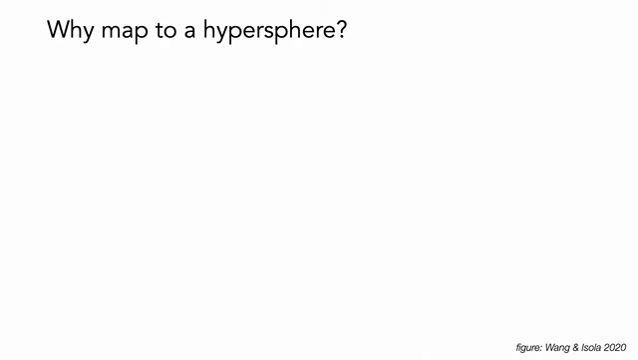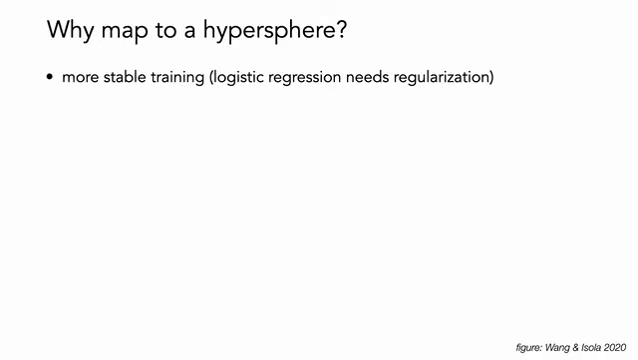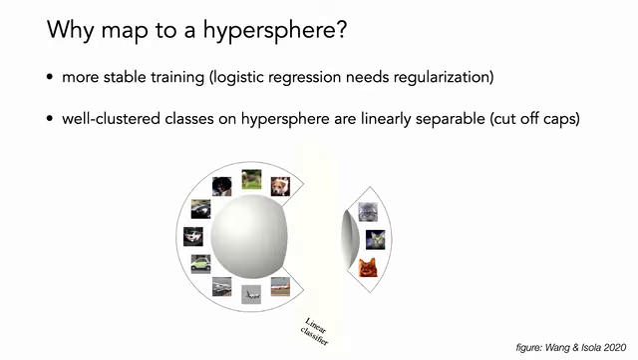And again, just talking about why we might map to a hypersphere. Here, one thing is that it's more stable during training. Why do we not want to have scale be a dimension of variance? It's kind of like logistic regression. It helps you regularize. And also, we get this really nice behavior.